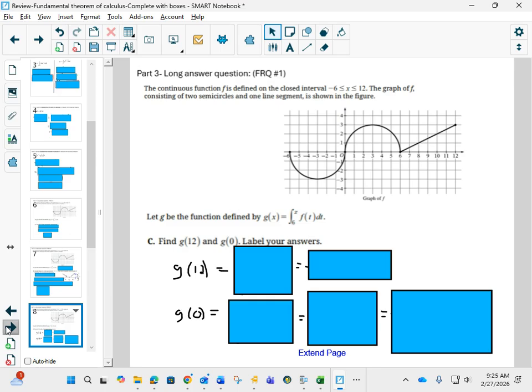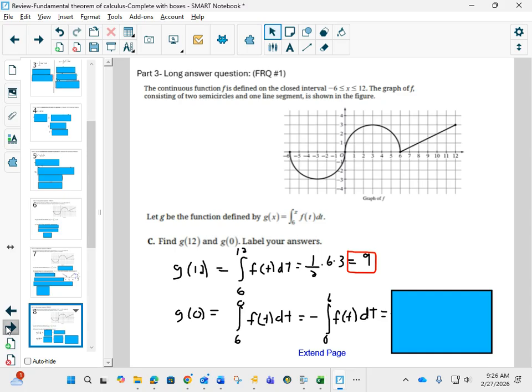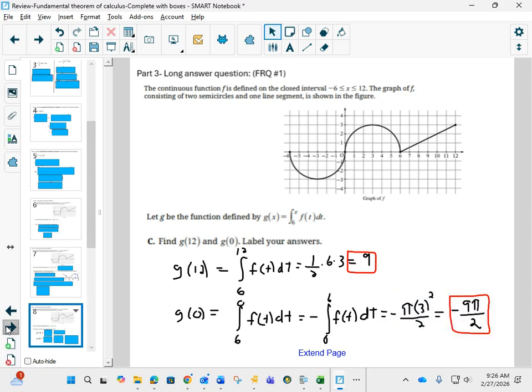Okay. Part C. Find g of 12 and g of 0. Well, g of 12, the definition here says it's from 6 to 12. That is just the area under the curve from 6 to 12, which is a nice little triangle. That's equal to 9. What's g of 0? That's going to go from 6 to 0, which is the negative of the integral from 0 to 6. This is half of a circle, and it will be negative. So it'll be negative 9 pi over 2.